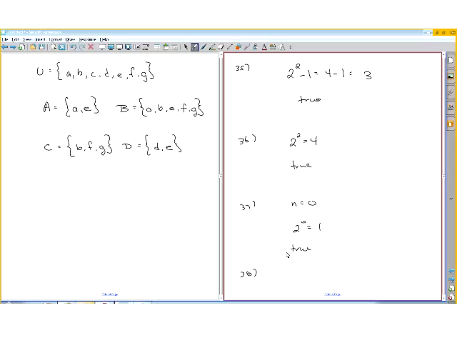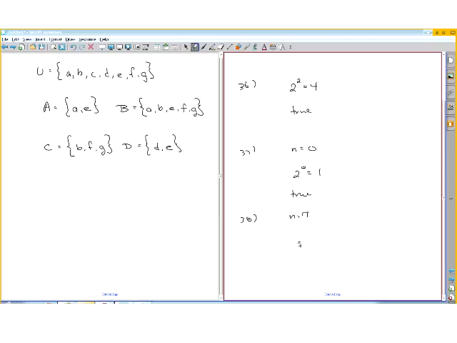And 38 says there are exactly 128 proper subsets of U. How many elements do we have? 1, 2, 3, 4, 5, 6, 7. So n is equal to 7. The number of subsets is 2 to the 7th, which is 128. But the problem says exactly 128 proper subsets. There are actually 127 proper subsets and 128 subsets. So that statement in the book is false.